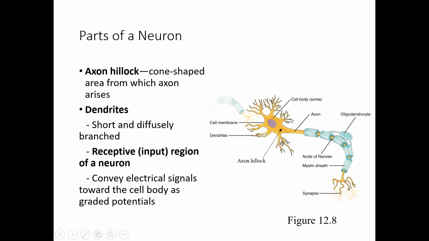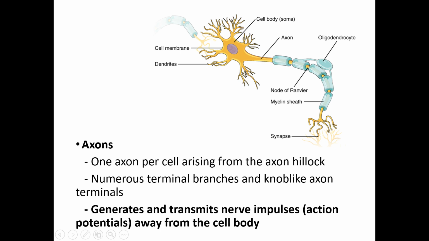Axon is an extension that starts in this area called axon hillock. Axons are long extensions, and each neuron has only one axon, and that axon ends with short branches. At the end of each branch there will be axon terminals. Those axon terminals communicate with other neurons, or sometimes muscle cells or endocrine cells, and activate them through electrical signals. So axons generate and transmit nerve impulses away from the neuron cell body.